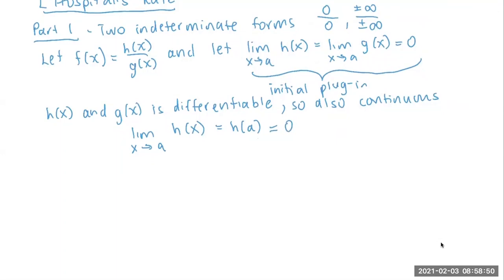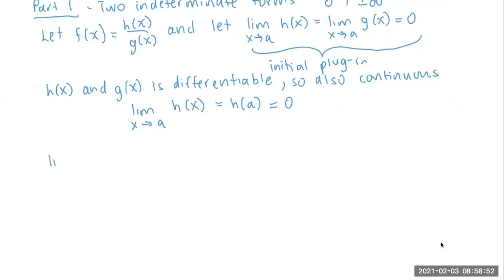Okay, so let's set up our problem. Our initial problem was the limit as x approaches a. All of that is given to us. All of those are assumptions. Sorry, lights went off. Limit as x approaches a of f of x.